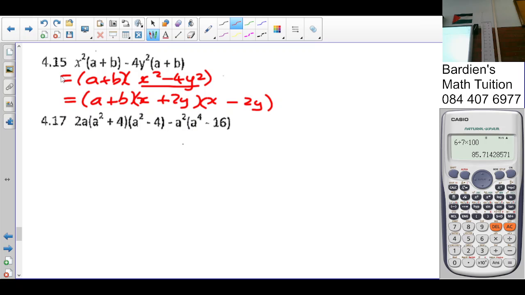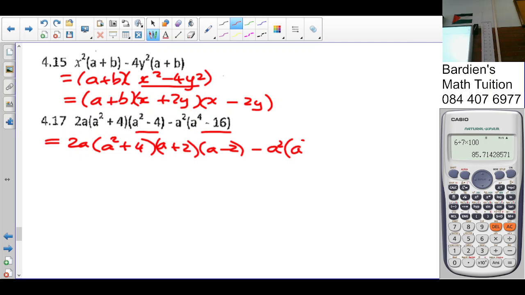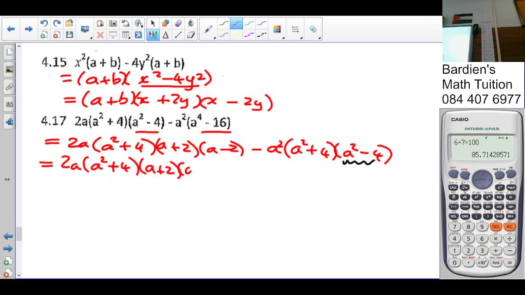The last one, that can be the difference of two squares and difference of two squares. So it's 2a into a squared plus 4, a plus 2, a minus 2, minus a squared plus 4, a squared minus 4. We note here, difference of two squares can be applied again there, not so? So it's going to be 2a into a squared plus 4, a plus 2, a minus 2, minus a squared plus 4, a plus 2, a minus 2.